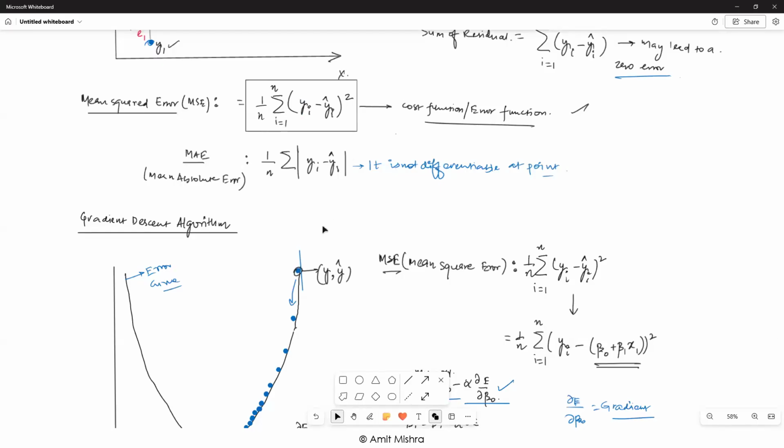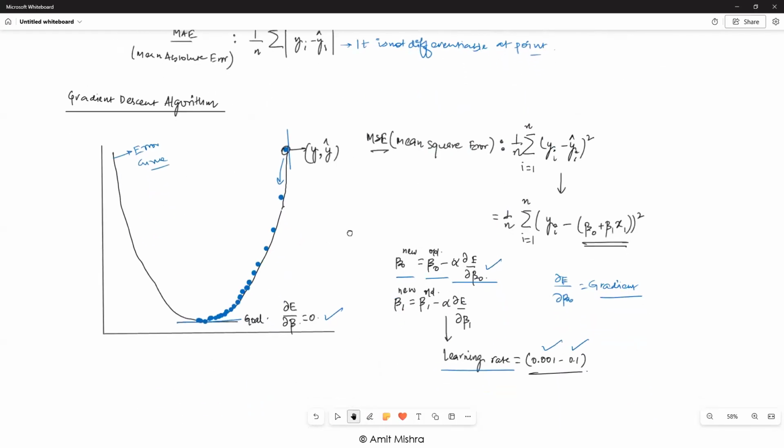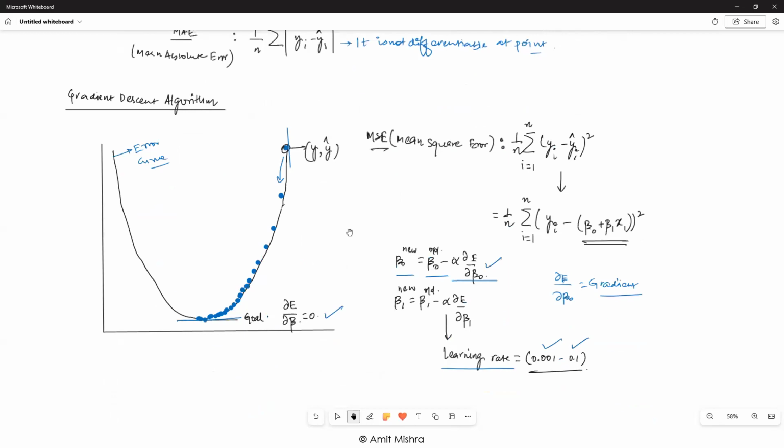Now this MSE has to be minimized or reduced. For that, a very popular technique is used called the gradient descent algorithm. Gradient descent algorithm, in layman's terms, first understand, then I'll talk about the maths behind it. The gradient descent algorithm works in a very simple manner: it assumes this is your error curve. So as you see, this is your error curve.